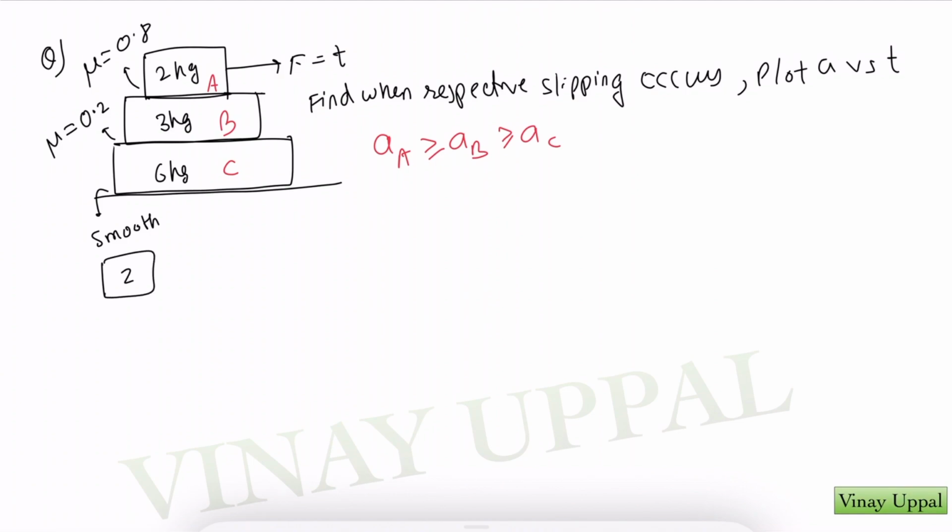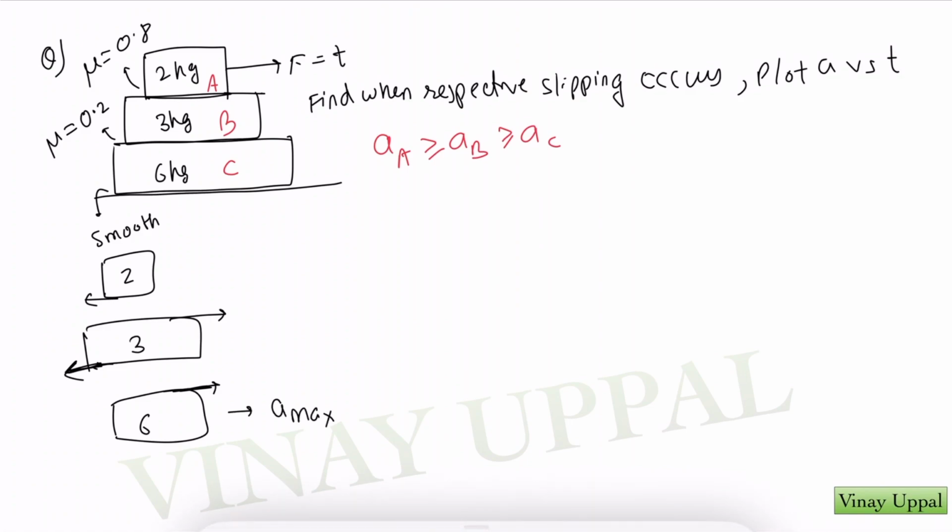So first let's look at the directions of friction. On the 2 kg block, friction will be acting to the left in order to oppose this external force F. And then by Newton's third law, the same friction will be acting to the right on the top surface of the 3 kg block. Now that will be opposed by the friction on the bottom surface of the 3 kg block. And similarly, the friction will be acting on the top surface of the 6 kg block to the right.